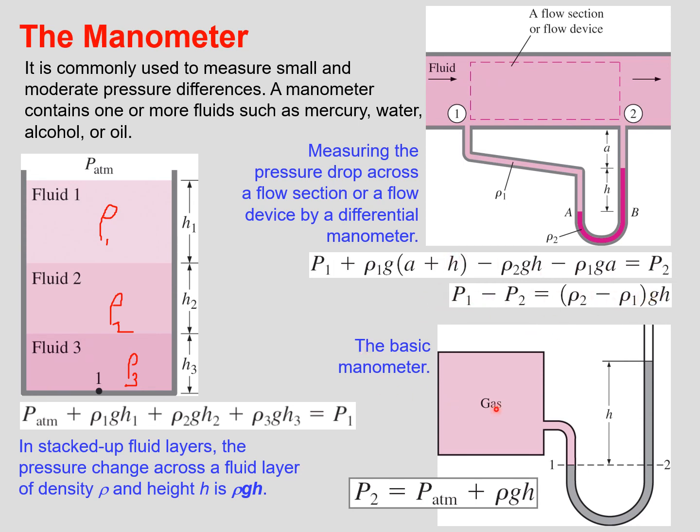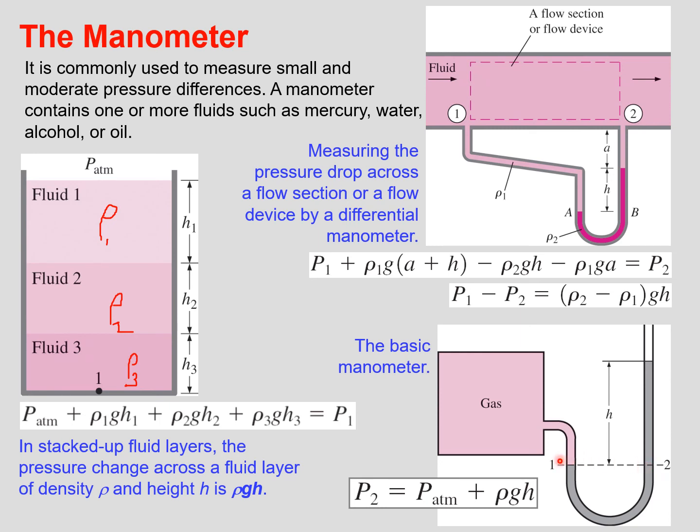You can also do a very basic manometer where you have, this is open to atmosphere. You do exactly the same thing, though. You start, pressure 2 is P atmosphere plus rho g H, right? Because up here's P atmosphere. So you're going to go down. How much do you go down? Well, you go down H amount. So it's rho, which is the density of the fluid, times gH.